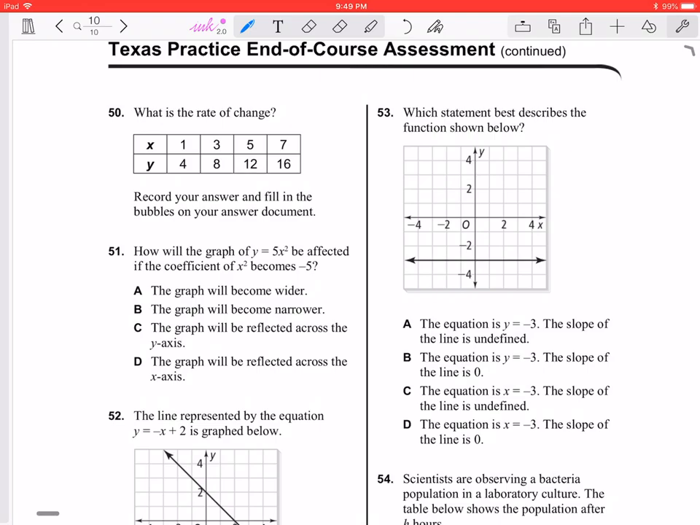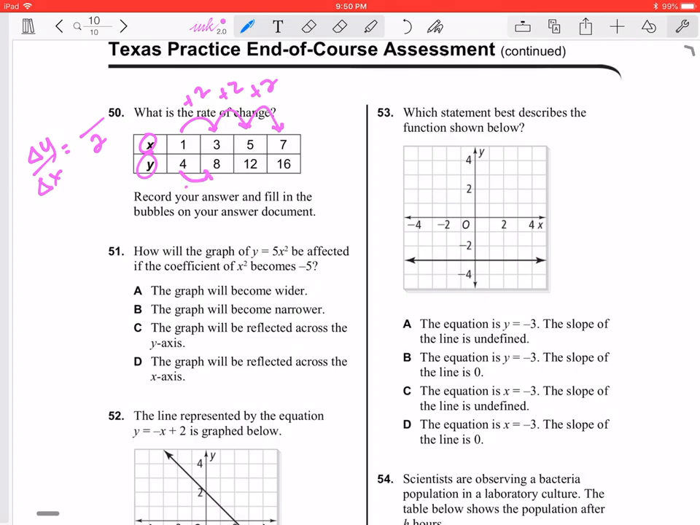Rate of change, that means that we're looking for the change in y over the change in x. So when I go from 1 to 3, I'm adding 2. When I go from 3 to 5, I'm adding 2. 5 to 7, I'm adding 2. So my change in x is going to be 2. Make sure that you put it in the order of change in y over the change in x. And make sure you pay attention to which values are which when you're talking about the change.